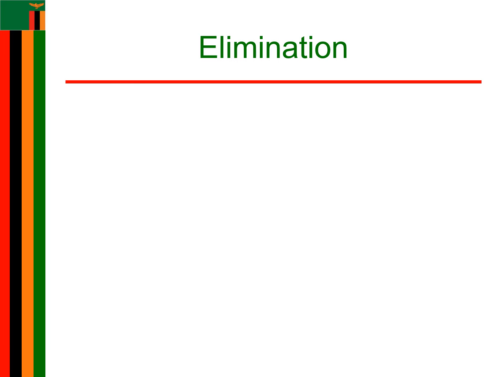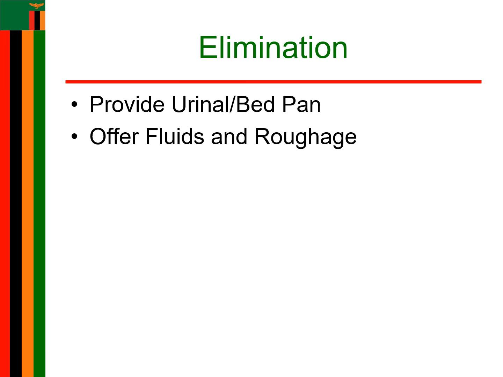Okay, so on elimination, you need to provide a urinal or bedpan when need arises to promote rest and reduce the demand for oxygen by the tissues. Also, make sure that you provide a lot of fluids and roughage to prevent constipation. And also, you can provide copious fluids to promote renal washout, therefore preventing renal problems.